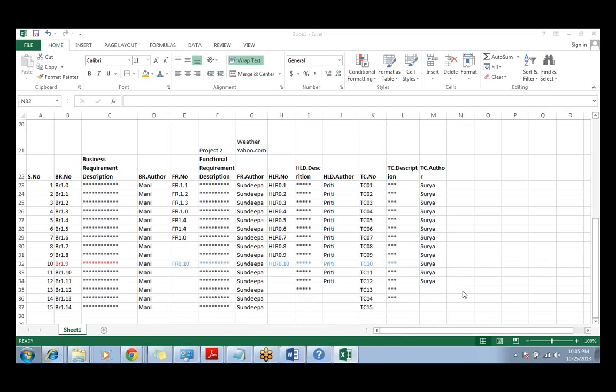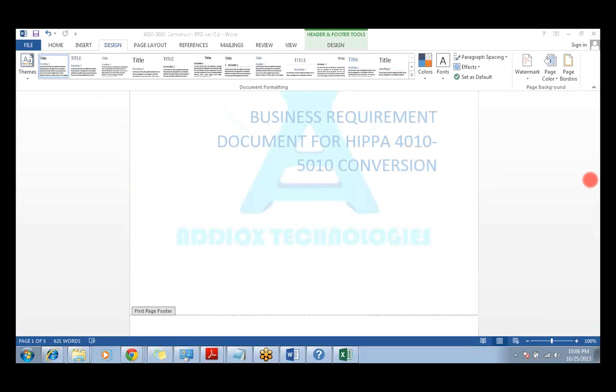So how this works is, let's assume, okay, in your business requirement document, let me just, I just wanted to showcase something.